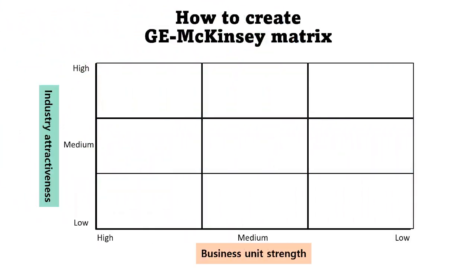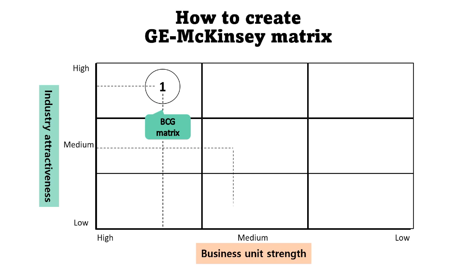Now, I will explain how to create the GE-McKinsey matrix and how to fill it in. The process of creating the GE-McKinsey matrix is similar to the one I explained for the BCG matrix, so I will briefly explain the differences without going into specific examples. First, evaluate the industry attractiveness and business unit strengths for each of your company's businesses or products. Then, you can represent them as circles on the GE-McKinsey matrix.